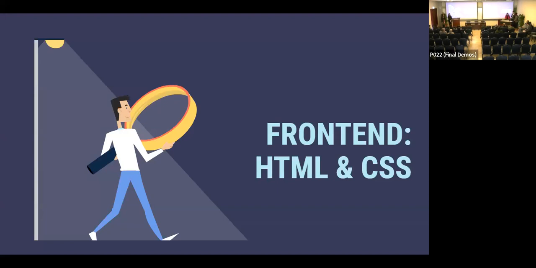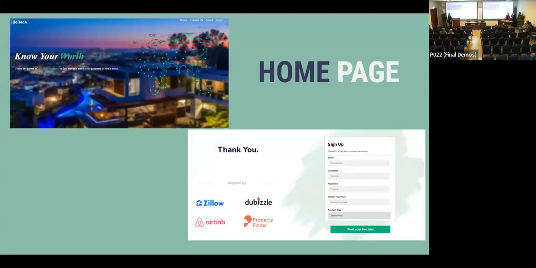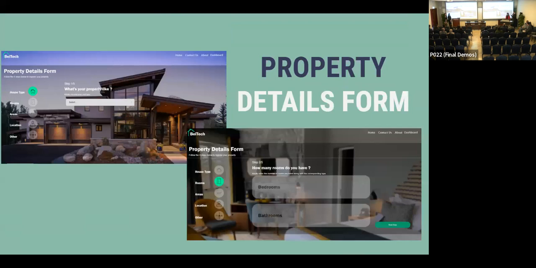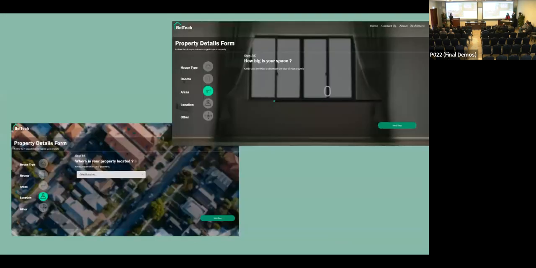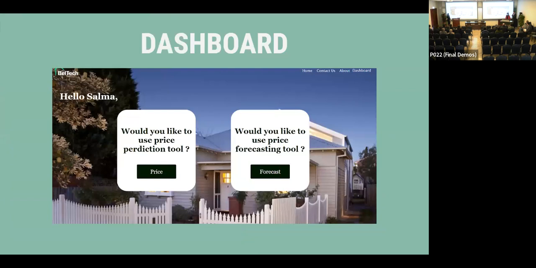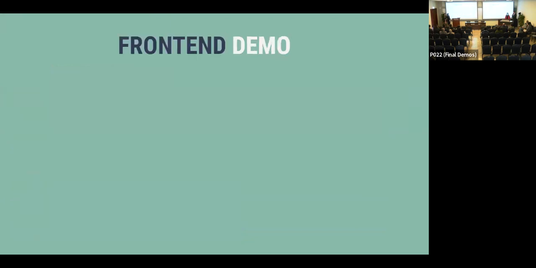Okay, now we're going to talk about the front end of our project, which was coded in HTML and CSS. This is the home page. As you can see, we have contact us, about, and login. And at the bottom of the page, you can sign up for a new account. This is the property details form where you enter the properties of the house so that you can predict the price in the end. This is the rest of the property form. There are a lot of parameters to enter to have a very accurate output. This is the dashboard. When you log in, you can choose whether you want to predict the price or forecast the price. And this is the demo.